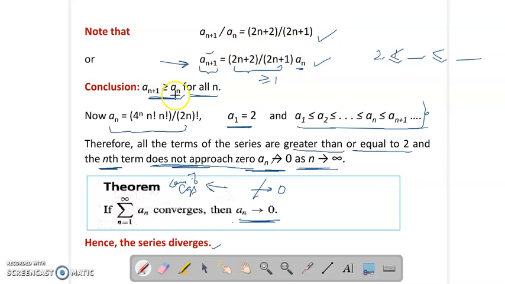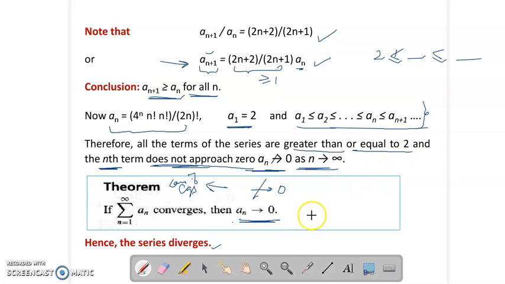It means that if a1 from here, a1 is 2, a2 is going to be a number bigger than 2. Then a3 is going to be a number bigger than a2. So these keep on increasing, right? So we can say that each term of the series is a number greater than 2, and we can conclude that the nth term is not going to approach 0 as n tends to infinity, right? Because it keeps on increasing.